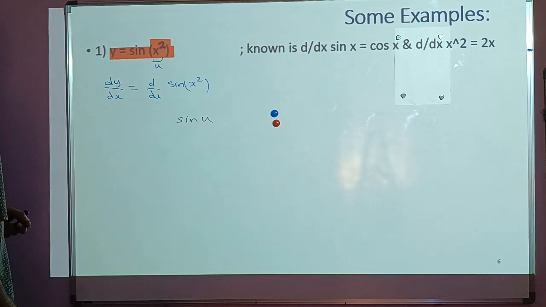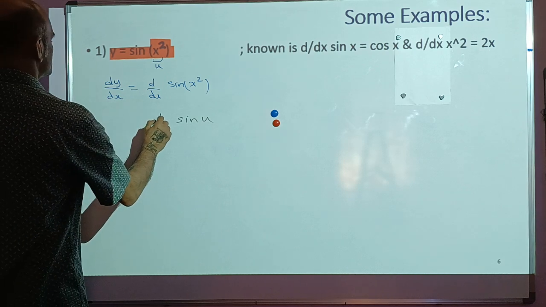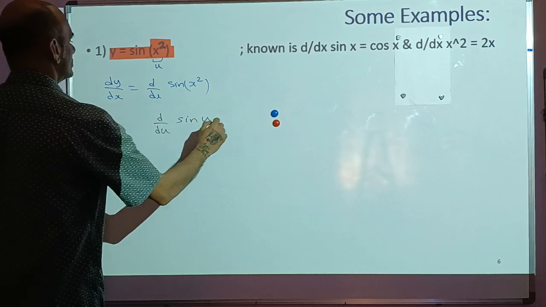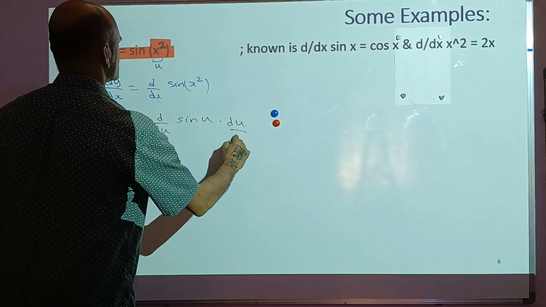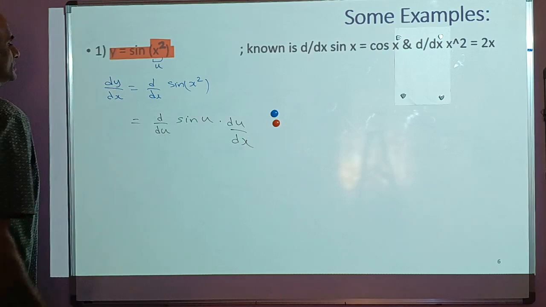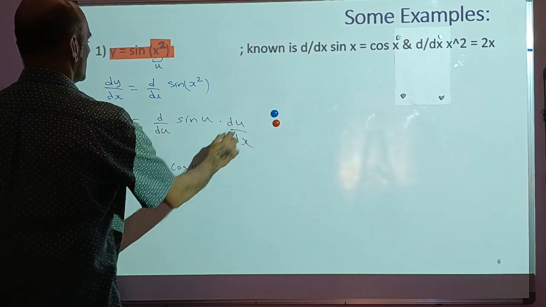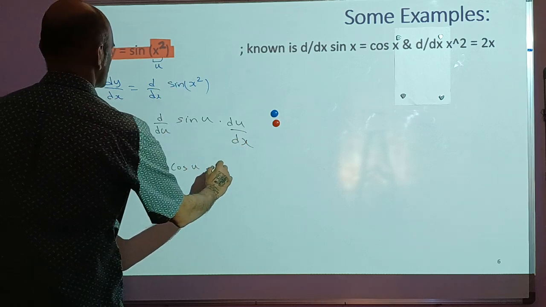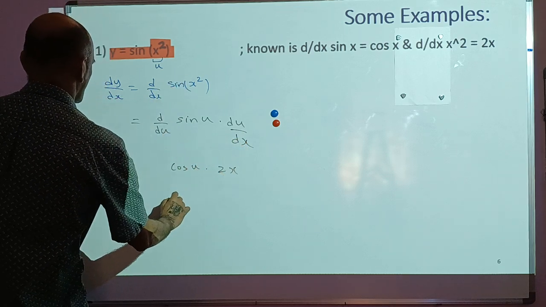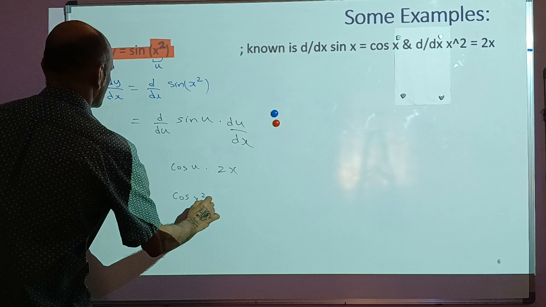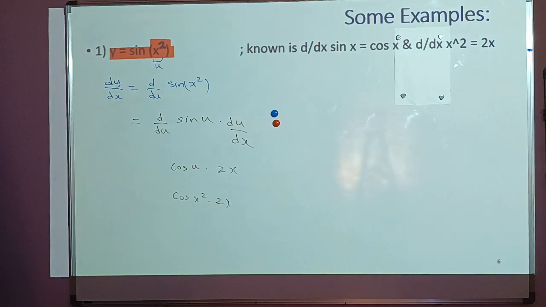If you make this substitution, this will become sine u, but d by dx I can write as d by du into du by dx, which is chain rule of derivative. This is known as cos u, and du by dx, u is x square, so it's 2x. So it's cos x square into 2x. So these are the chain rules applied to get the derivative of a complicated function like sine x square.